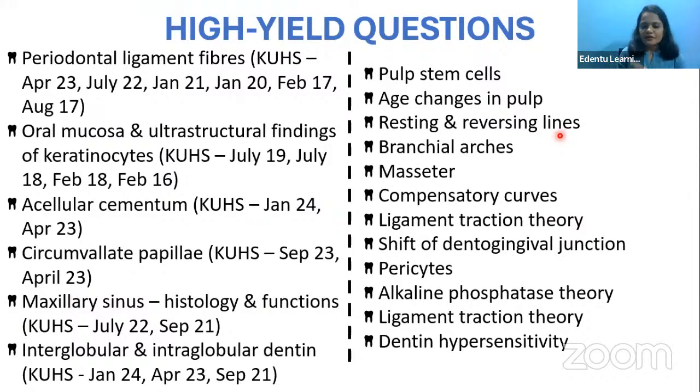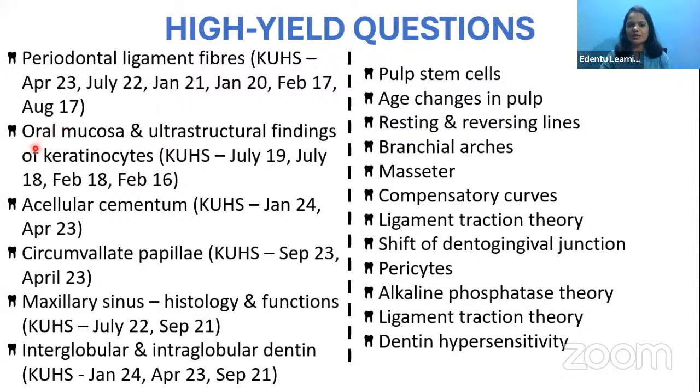Now, while I was going through 10 to 15 years of university question papers, these are some of the most important questions that were frequently asked. On the left side, you have the most frequently asked questions, and on the right side, you have some of the surprise questions that were asked in the exams. Periodontal ligament fibers is one of the most frequently asked essay questions. Because of the time restriction, I'm not discussing all these things, but you must have a look at it before you go for the exam.